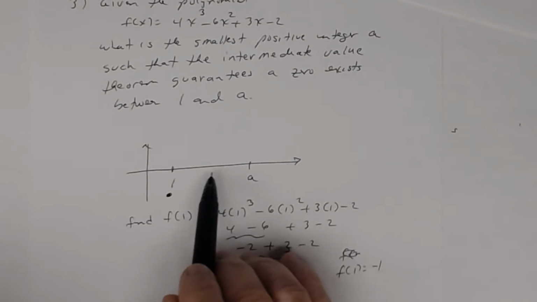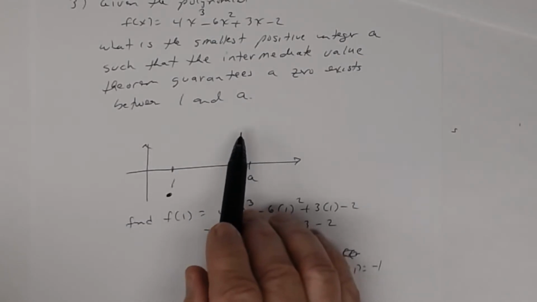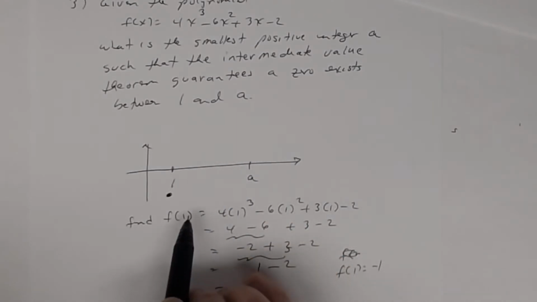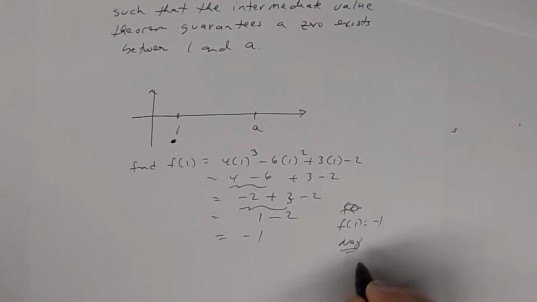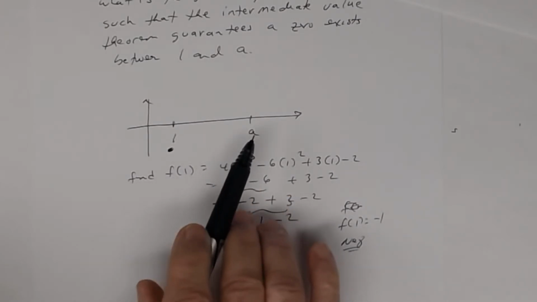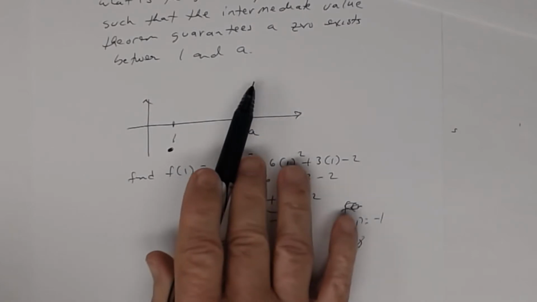So I want to find the next integer. I want to find the smallest integer so that the y value is positive. So now I want the y value to be positive. I found f of 1 to be negative. So f of 1 is negative. So now I want to find the smallest integer where f of a is positive.